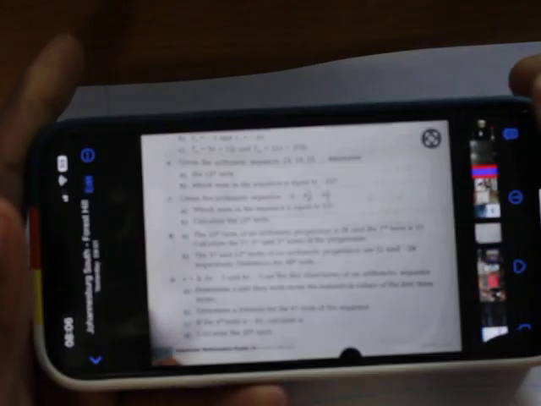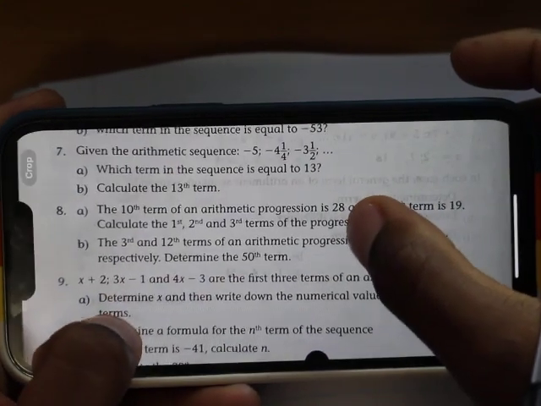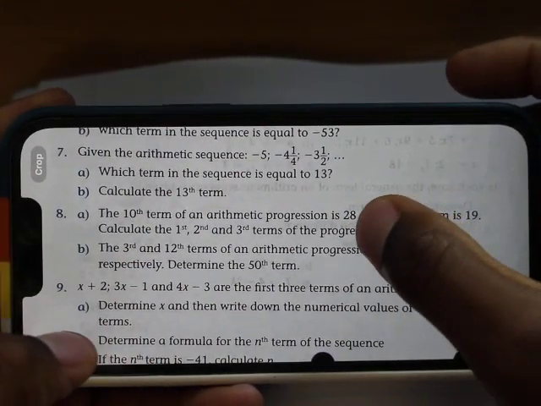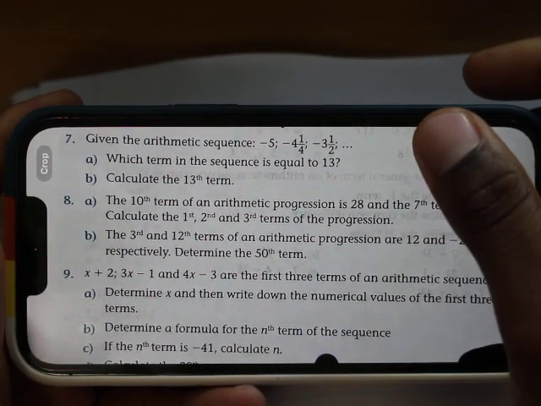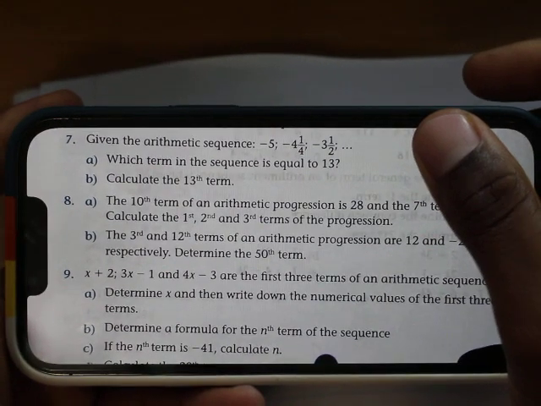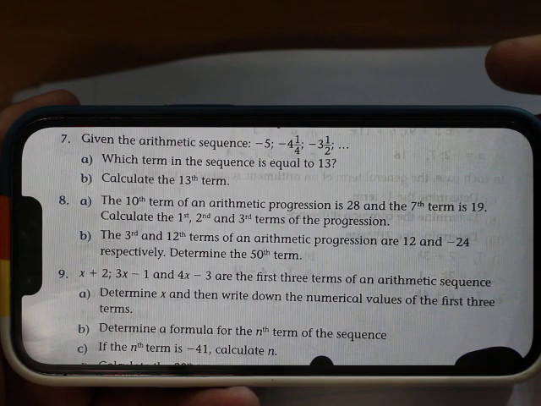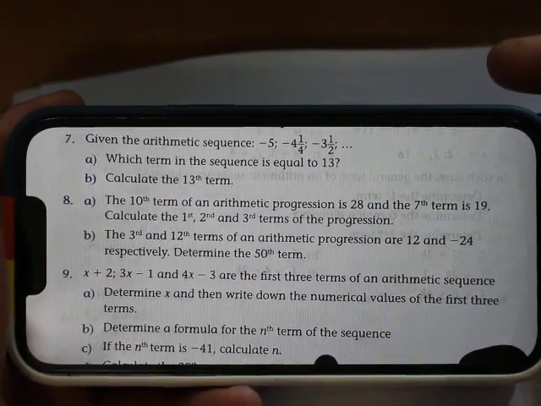I just want us to pick up where we left off. Hopefully, y'all can see what's going on here. So we're just going to finish up with question 8, right? I remember we did question 8a, so now we're going to be doing 8b, right? So the third and 12th terms of an arithmetic progression are 12 and minus 24.